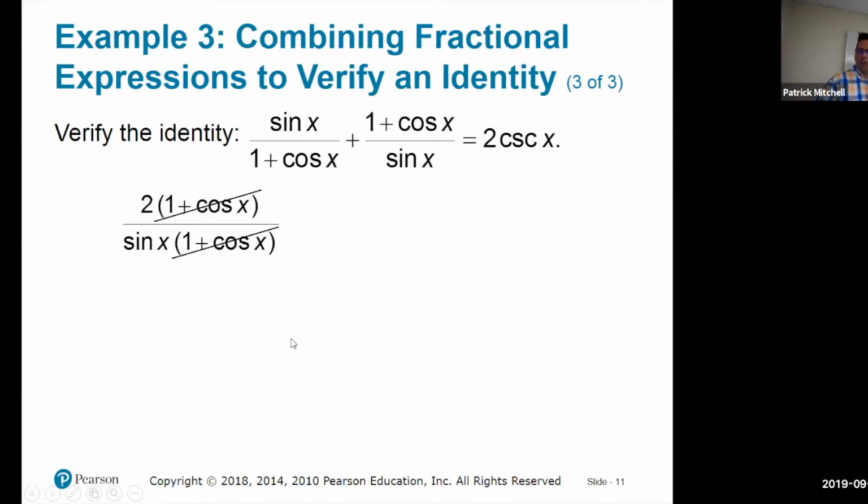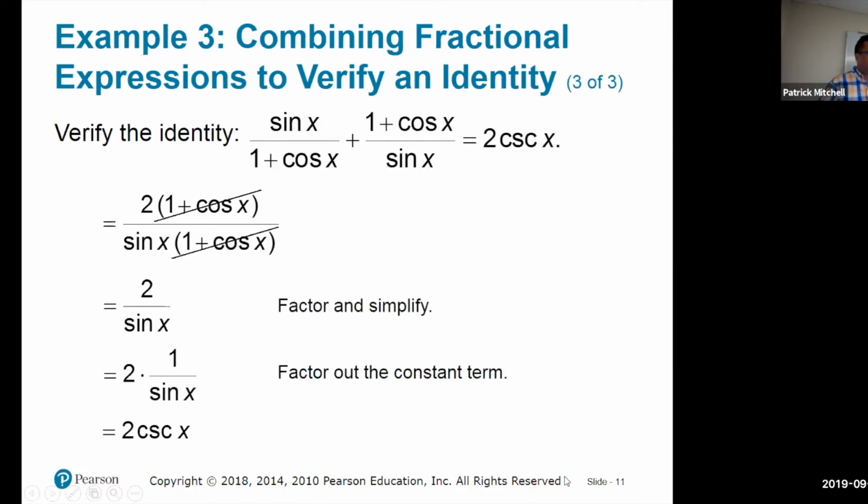And then they started doing a second thing in the next step, which is that there is a common factor now between the top and the bottom. So when you get rid of that common factor, you're left with 2 over sine x. And what's another way to write 2 over sine x? 2 times cosecant x. Boom.